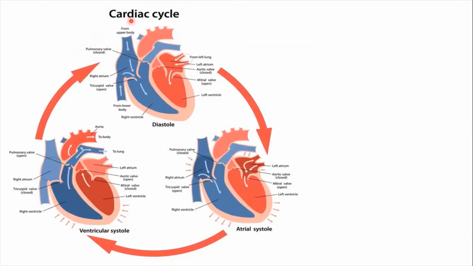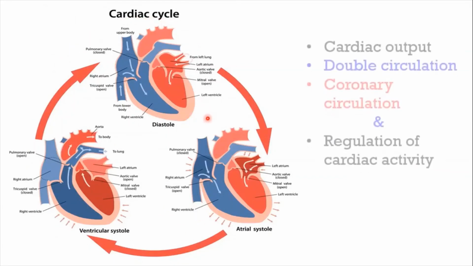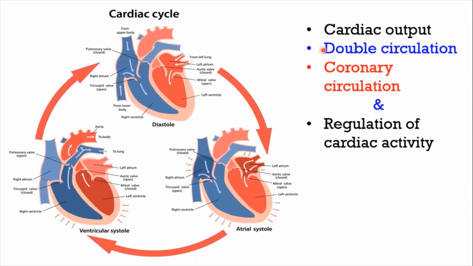Up to now, we have learned the events of different phases of the cardiac cycle. In our coming session, we are going to discuss cardiac output, double circulation, coronary circulation, and regulation of cardiac activity.